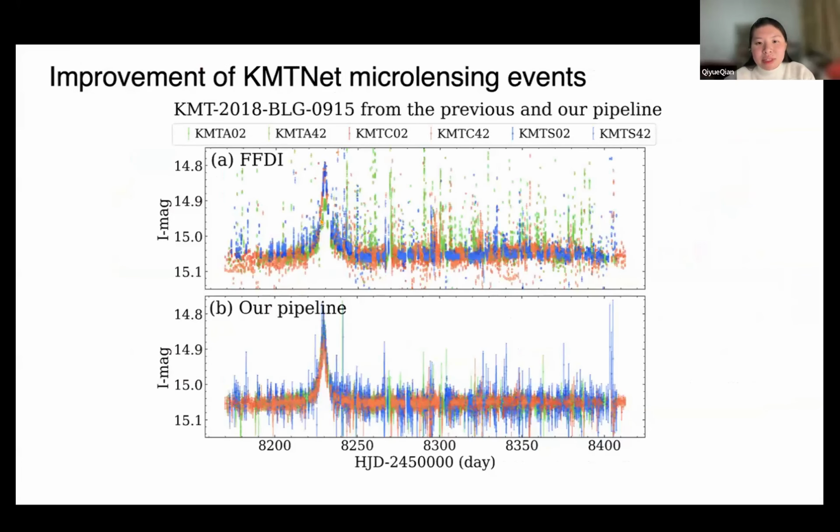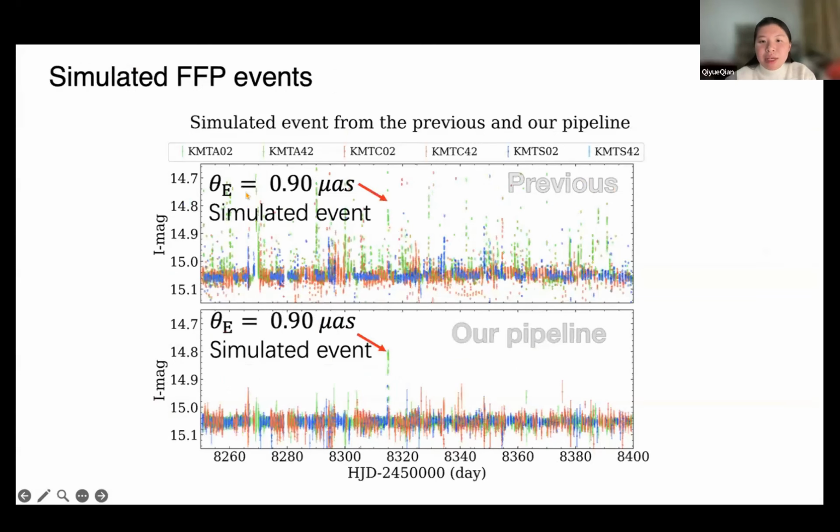Compared to the previous result, the scatters in the lightcurves from our new pipeline are much reduced, as you can see. And if we add simulated events on the baseline from both pipelines, in the previous pipeline it will be confused with the noise. But in our new pipeline, it will be much clearer, so you will discover it immediately.